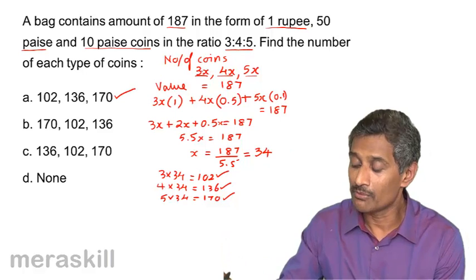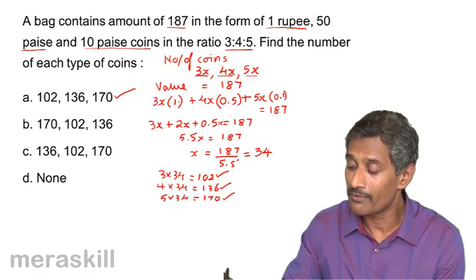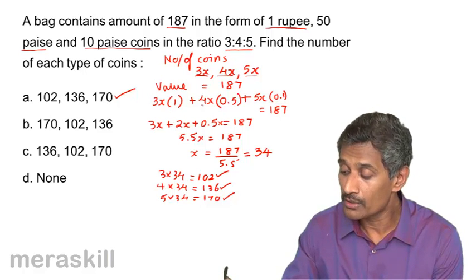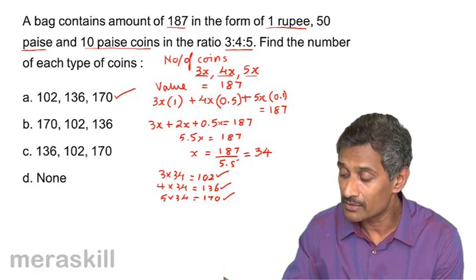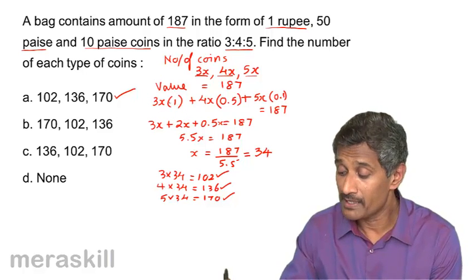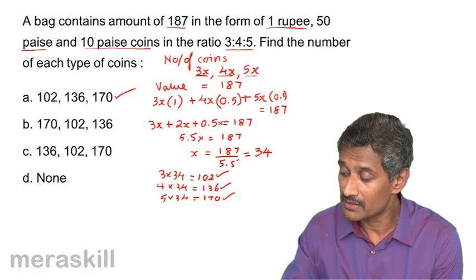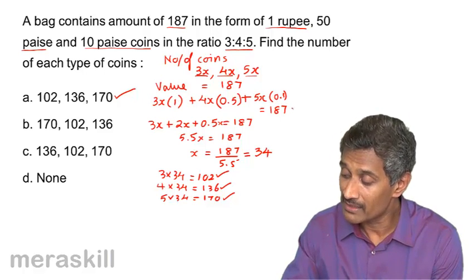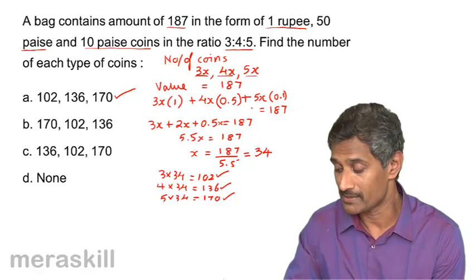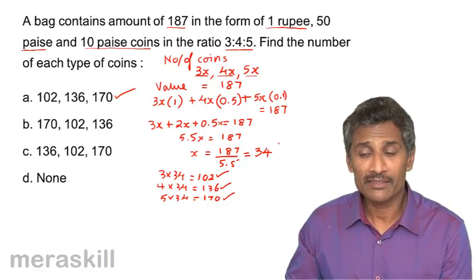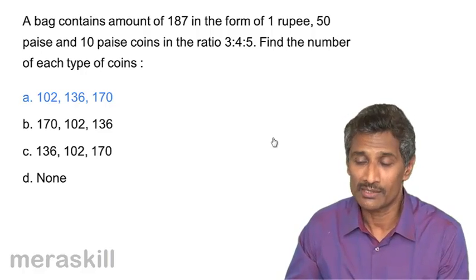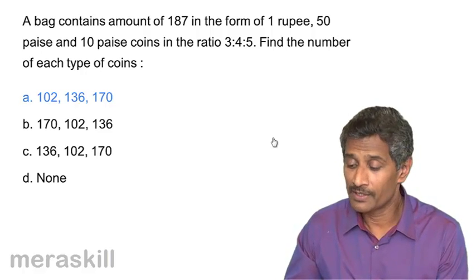So once again, you're multiplying the number of coins with the value of each of these. Remember that we need to convert the value of all these quantities either into rupees or into paise. If you're converting to paise, this will be 100, this will be 50, this will be 10, and this will become 18700, because even the 187 rupees has to be converted to paise. So let's check the answer. Yes, we have it there. It's 102, 136 and 170. Let's move on further.